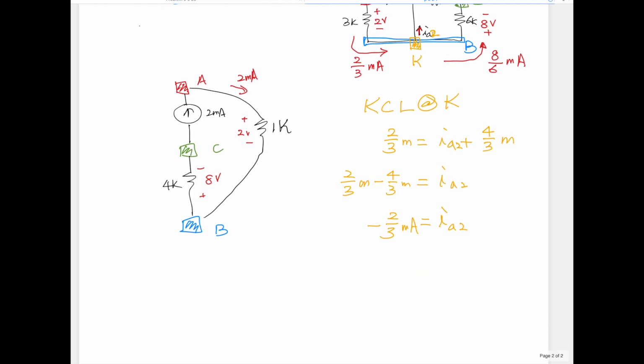So based on the superposition theorem, we say I sub A equals I sub A1 plus I sub A2. I sub A1, that's what we found as negative 1 milli, minus 2 over 3 milliamp. So I sub A is negative 5 over 3 milliamp.